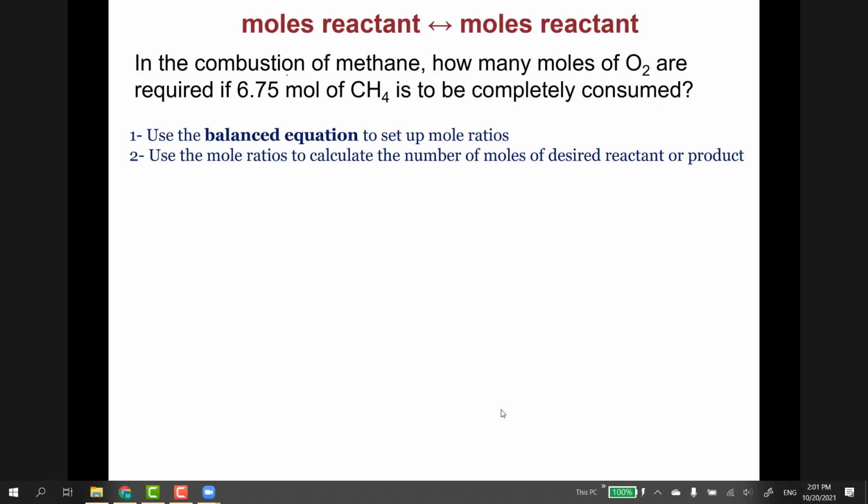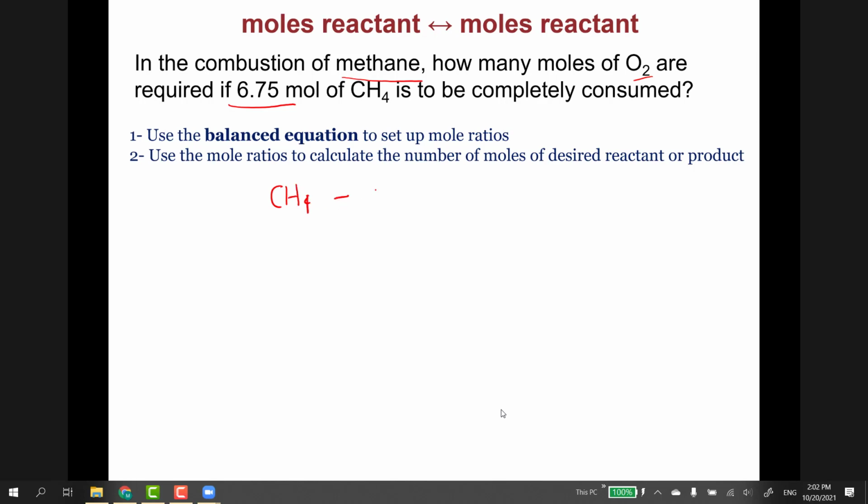If we have a combustion of methane, which is basically the reaction of burning methane using oxygen to form carbon dioxide and water, so if we start with 6.75 moles of methane, how many moles of oxygen are needed for a complete reaction of that amount of methane? First step is going to be writing the balanced equation to set up the mole to mole ratio between methane and oxygen. So methane is CH4.